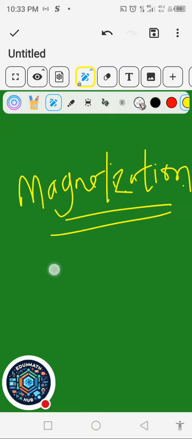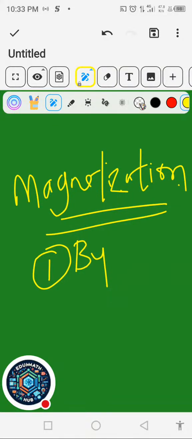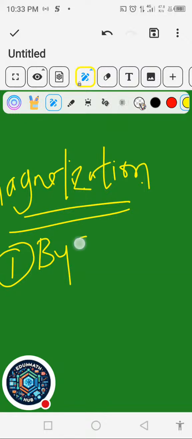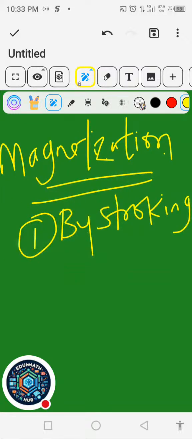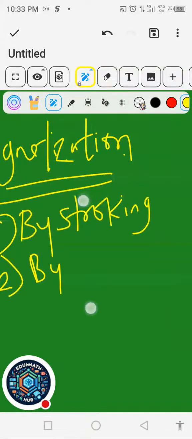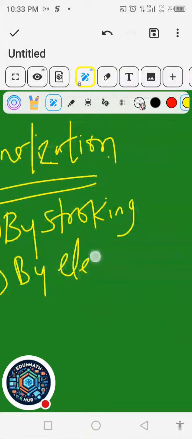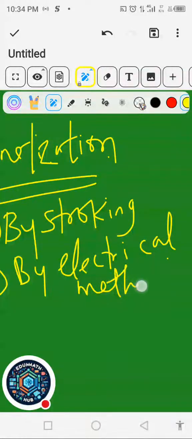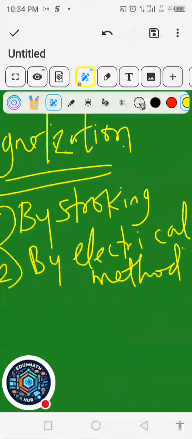And you can do that through some methods. The first method is by stroking. You have to stroke the material. Then you can also use the electrical method. Keep that in mind. These are the two ways: by stroking and by electrical method.